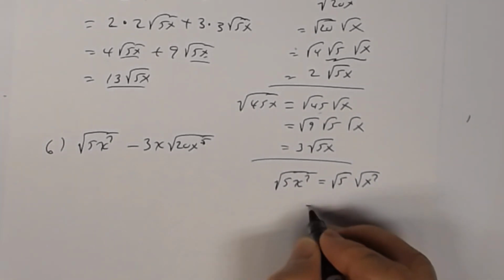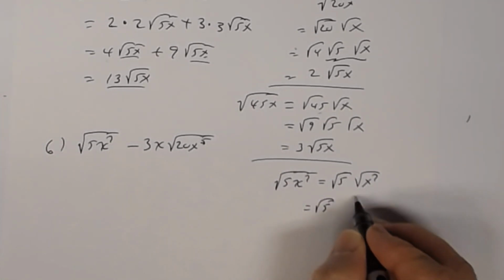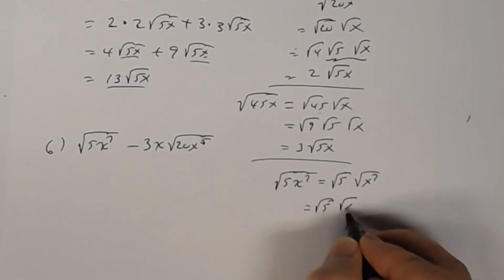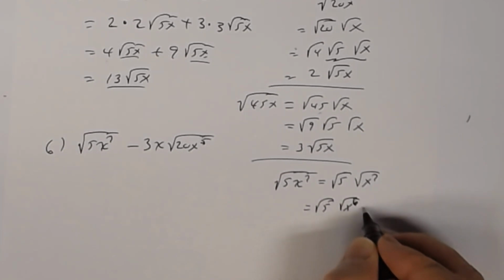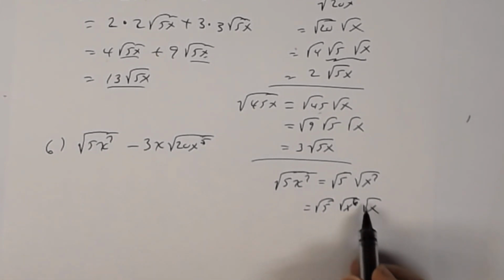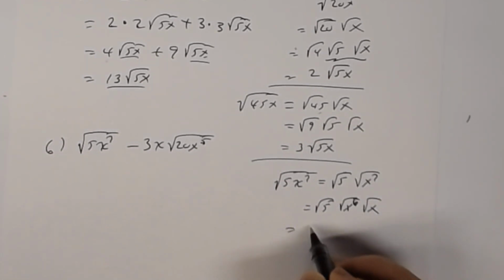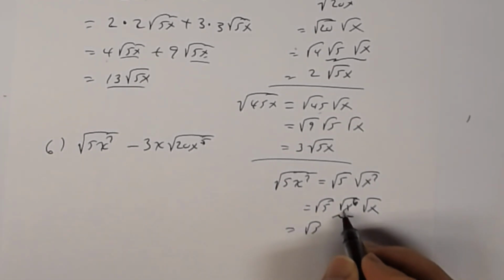So I'm going to rewrite x to the 7th as the square root of x to the 6th times the square root of x, because when you multiply like bases, you add exponents. 6 plus 1 is 7. So now I have the square root of x to the 6th times the square root of x, and I can now simplify this.